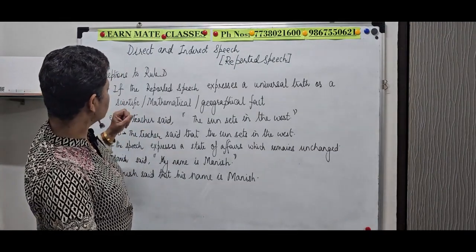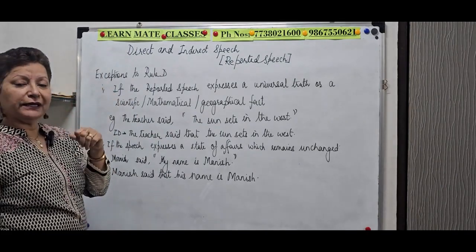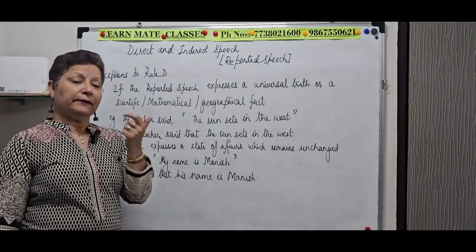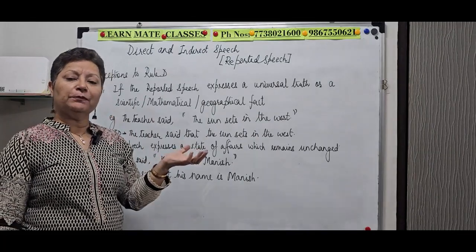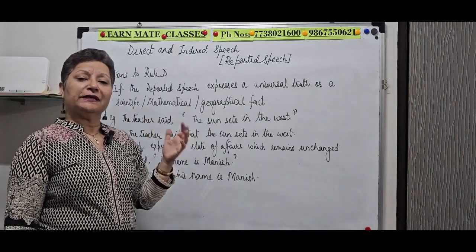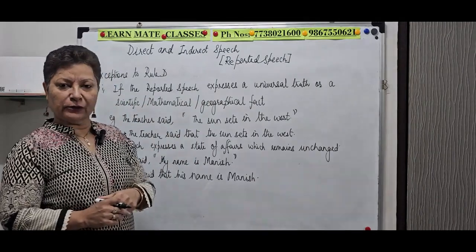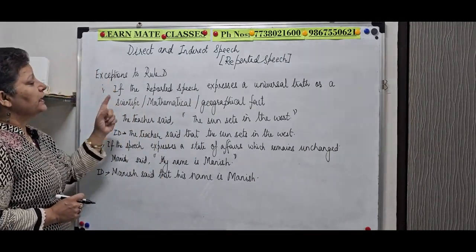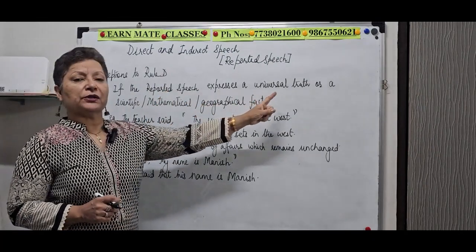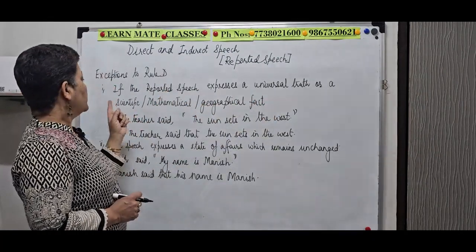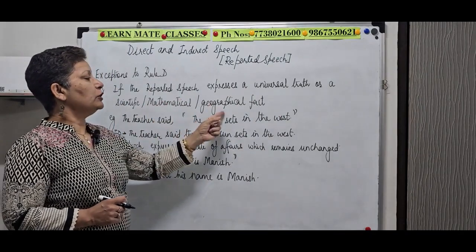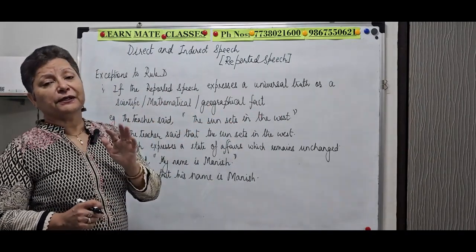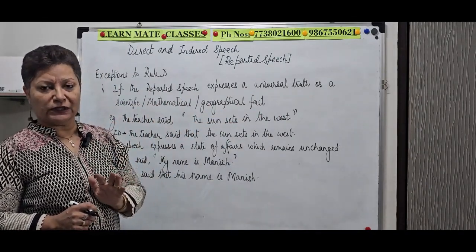So the exceptions are exceptions to rule D, as we were talking about, that when the reporting verb is in the past, all verbs inside the reported speech undergo a change except for these few exceptions. Now the first exception: if the reported speech expresses a universal truth or a scientific, mathematical or geographical fact, the verbs inside will not undergo a change.